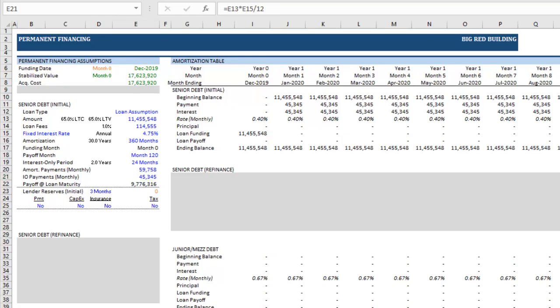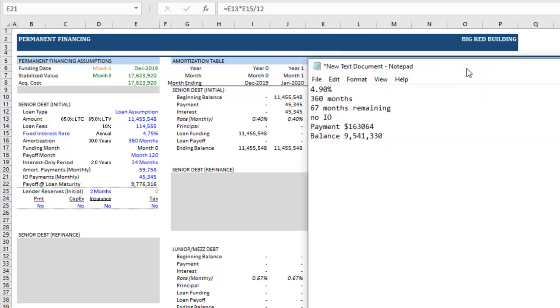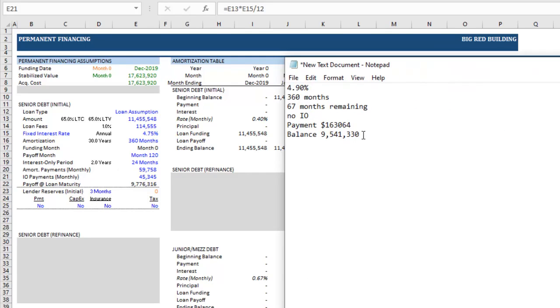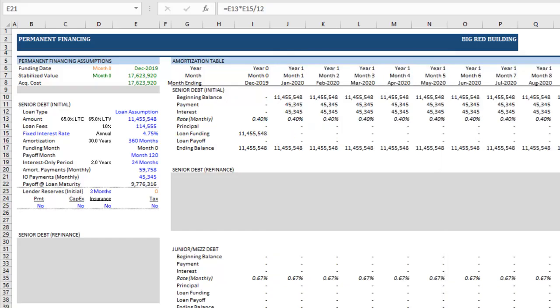And so this particular loan, I created a hypothetical, has an outstanding balance of $9.5 million, an amortizing payment monthly of $163,000. There is no interest only remaining here. 67 months remaining on the term with 360-month amortizing, and then a 4.9% interest rate. So we take those terms and we just come in here and we drop them in.